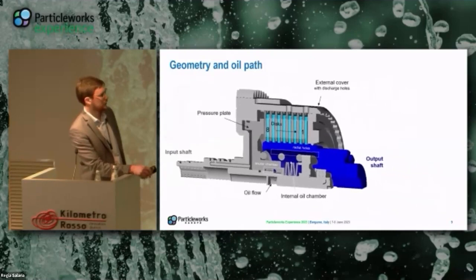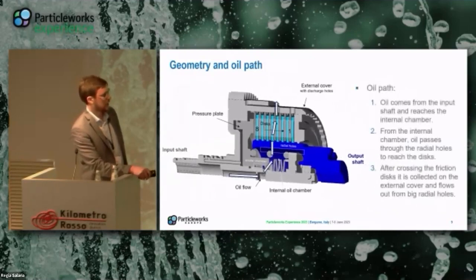So the idea is that the oil path is this one highlighted by the arrows. Oil comes from the inside of the input shaft, passes through some radial holes in the input shaft, and fills this annular chamber. Then there are some gaps, and the oil can flow out. It's centrifuged, goes into this internal chamber, and then passes through these holes and reaches the disks. Passing through the disk it can cool the disk, and then it's collected and removed by this opening in the external cover. So this is the flow, and the idea is to study what happens to the oil, how it distributes.